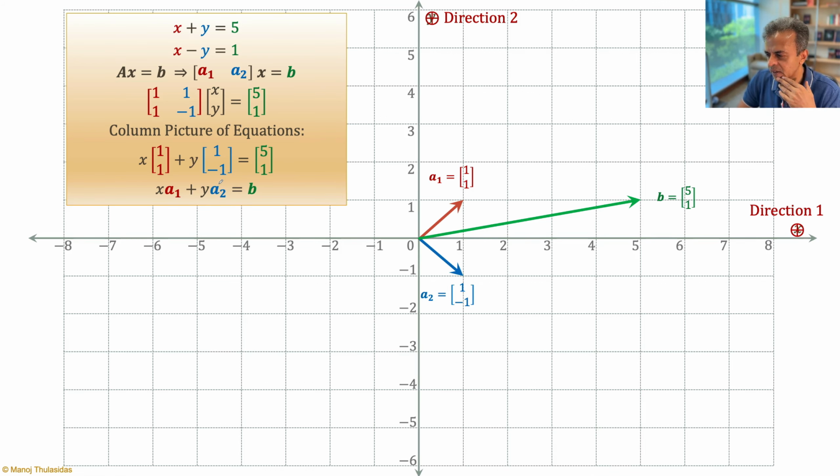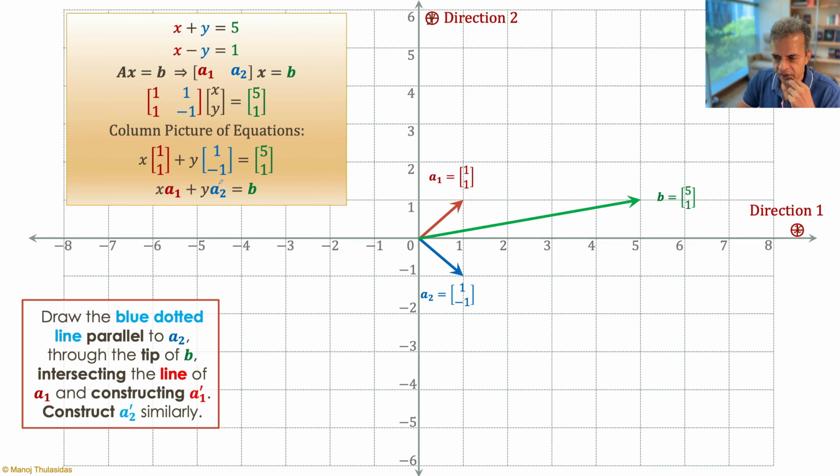Then we want to make some linear combination such that you get the green B vector. Let's try the geometric construction that we did much earlier. What we will do is draw a line through the tip of B parallel to my blue vector. So that is going to be a blue dotted line. Then we extend the red vector, the first column, all the way to this dotted line.